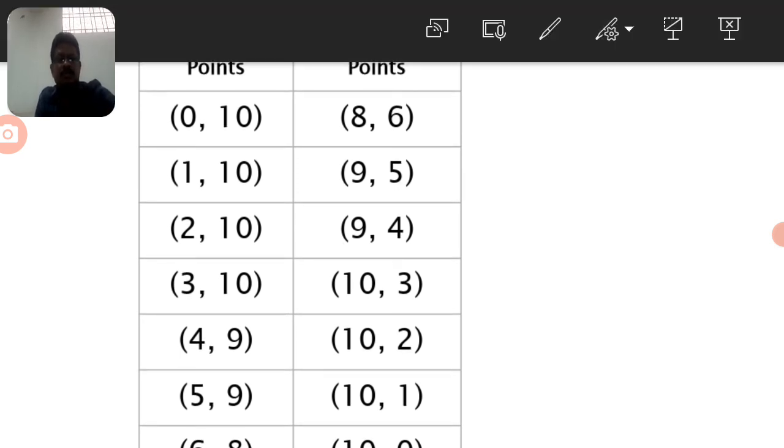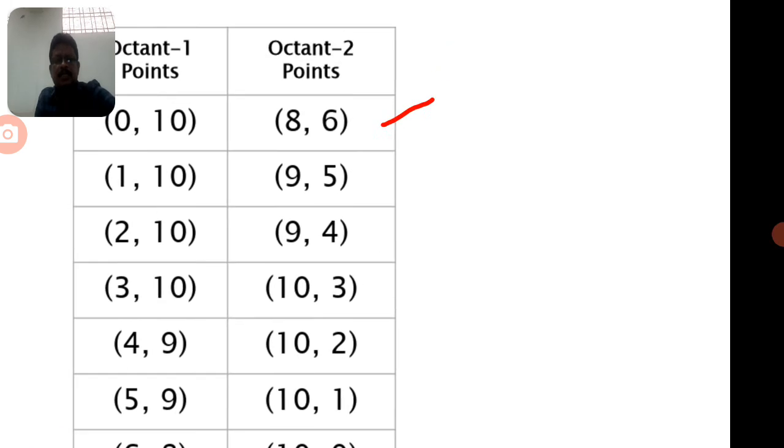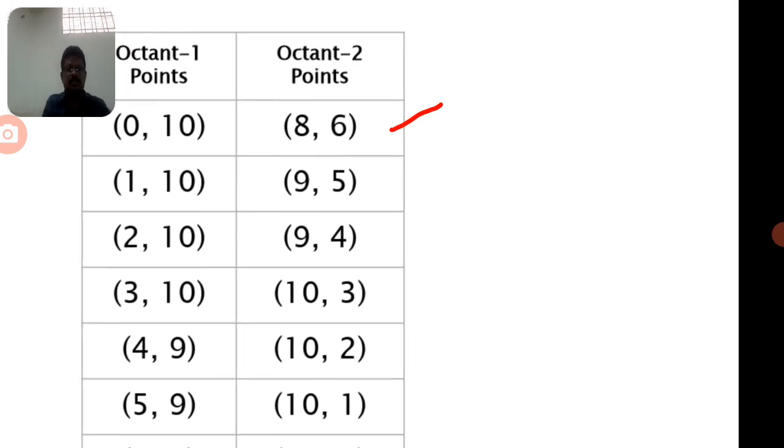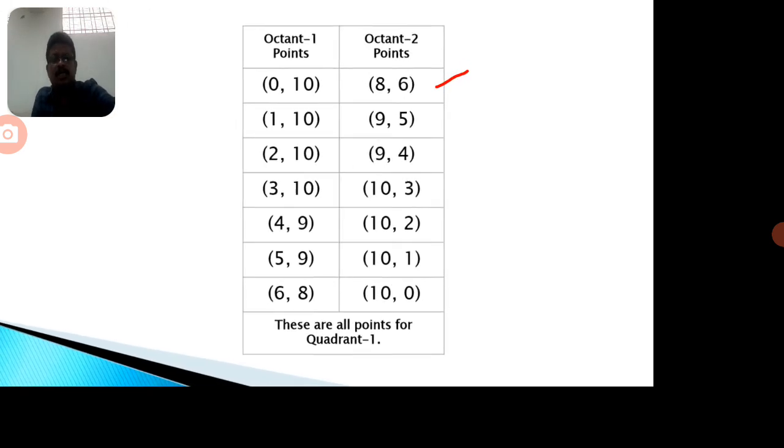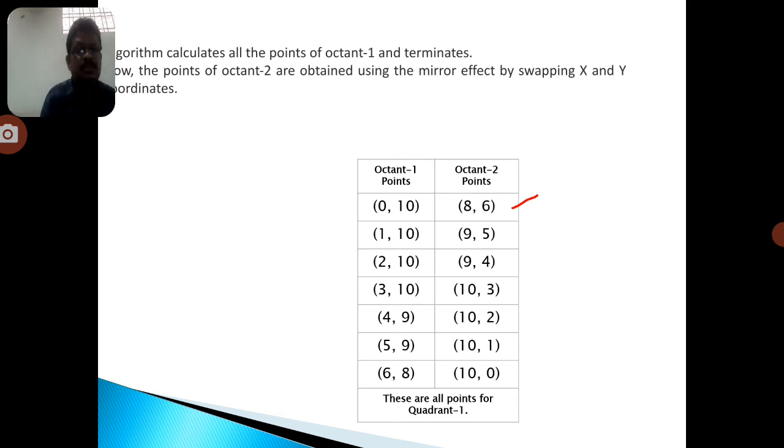So now you can observe here. Here is actually 6 comma 8, but here it starts with 8 comma 6, in reverse order. So 5 comma 9, 9 comma 5, 4 comma 9, 9 comma 4. So 3 comma 10, so 10 comma 3. So again here is 2 comma 10, 10 comma 2. So here 1 comma 10, 10 comma 1, and the last value 0 comma 10, 10 comma 0. So the next octant values we will find based on the mirror method, that is the opposite value.